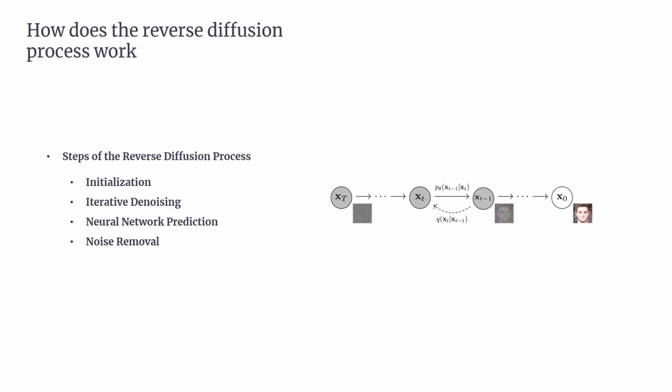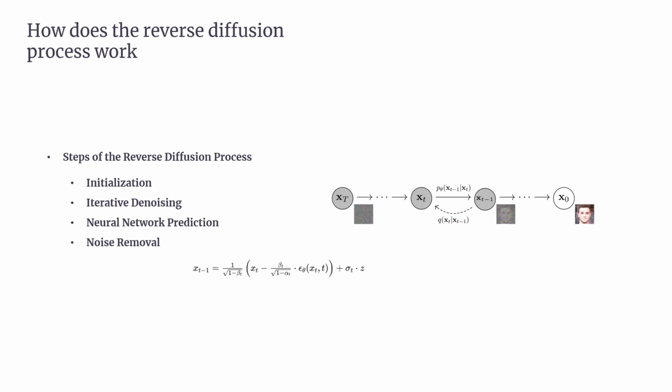4. Noise removal. After predicting the noise, the model uses this formula to compute the denoised sample x_{t-1}, where beta_t is the noise schedule, controlling how much noise is added at each step. Alpha_t is the cumulative product of 1 minus beta_t over time. Sigma_t is a small amount of noise added to keep the process from becoming too deterministic. Z is random Gaussian noise that's added in to help maintain the stochastic nature of the process.